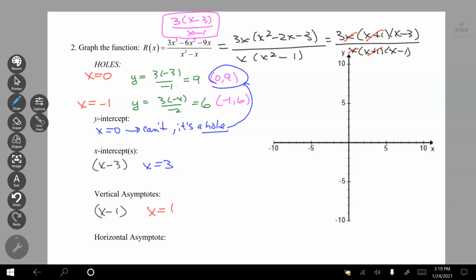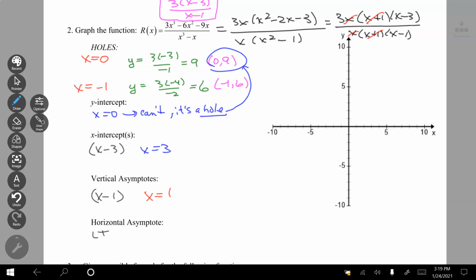And I can go to the beginning of the problem, and my leading term was 3x cubed over x cubed, which I get 3. So I have an HA of y equals 3. So now I could put all those points on this graph and draw what I have.